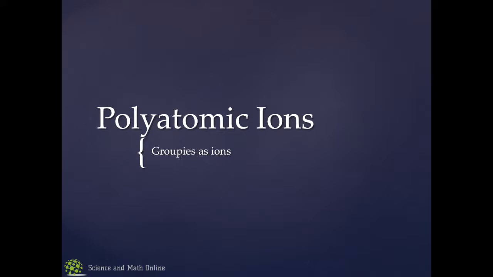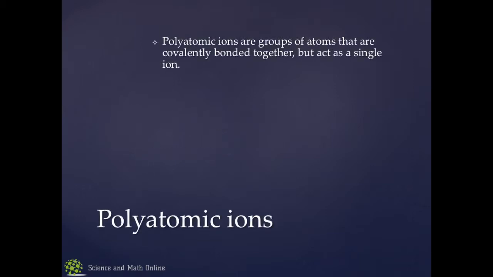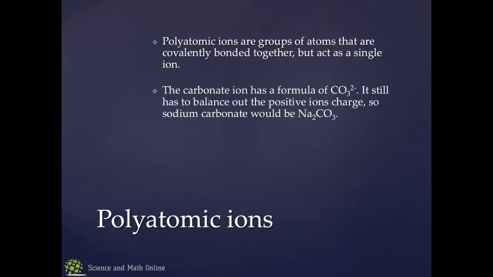All right, polyatomic ions, as the name implies, poly, many, atoms. We're going to start having groups of atoms acting as ions. The groups of atoms are going to be covalently bonded, but they act together as a single ion. So for example, carbonate.